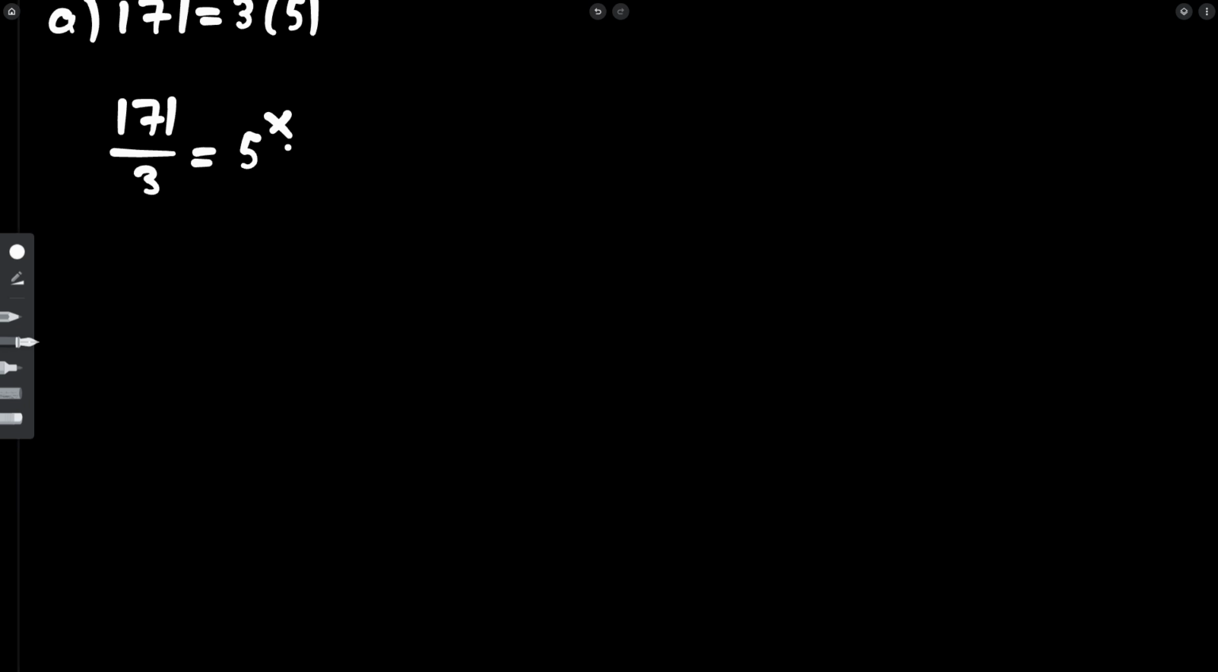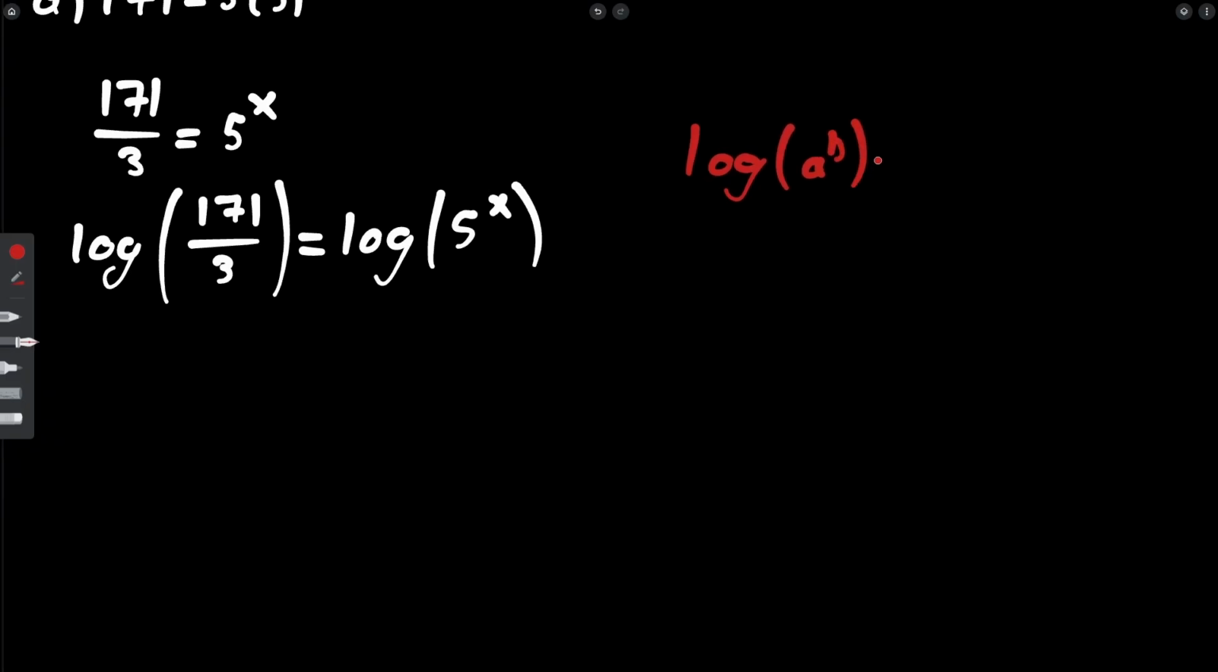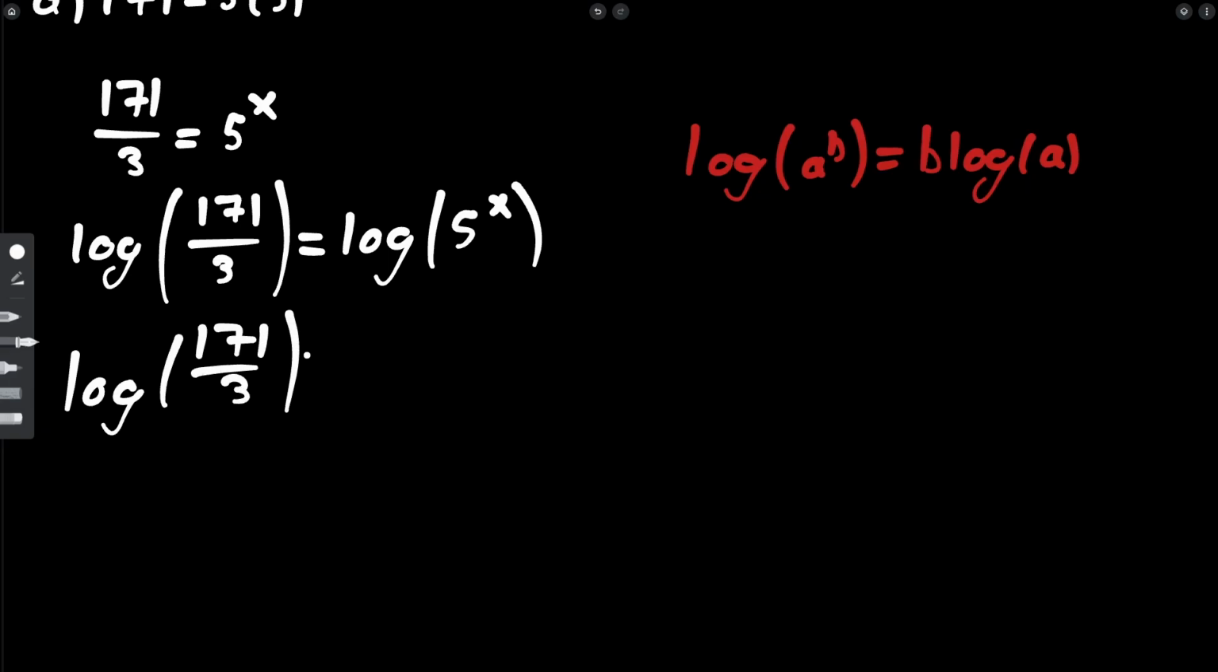Now we can take the logarithm of both sides. So we have log of 171 over 3. And we have here log of 5 to the x. And we know a property of logs is when you have a logarithm of a to the b, this is equivalent to b times the logarithm of a. So we can rewrite this as log of 171 over 3 equals x log of 5.